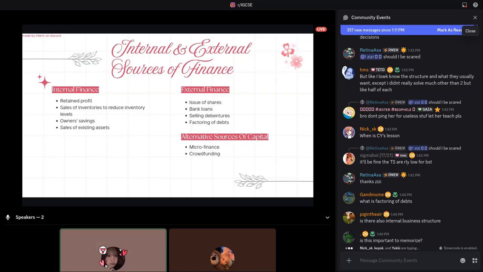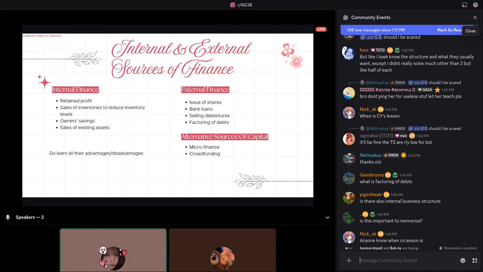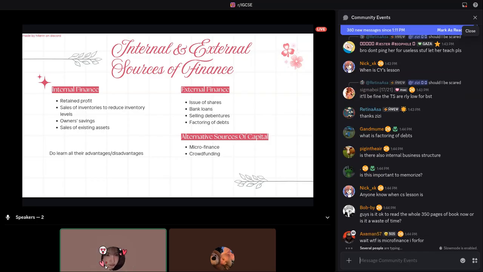Furthermore, alternative sources of capital also need to be remembered, which are microfinance and crowdfunding, and also remember the advantages and disadvantages of alternative sources of capital. Because I've seen a past paper ask about crowdfunding, which is really surprising. Yes, it is important to memorize, as I talked about before. This is a very important pillar of finance.